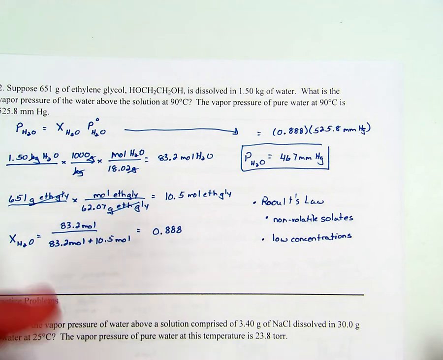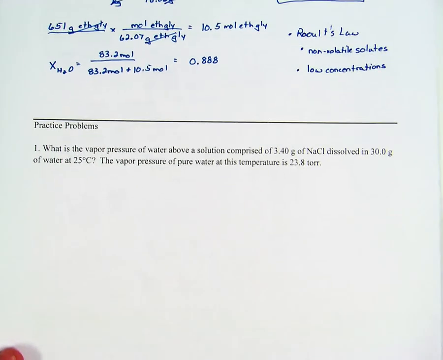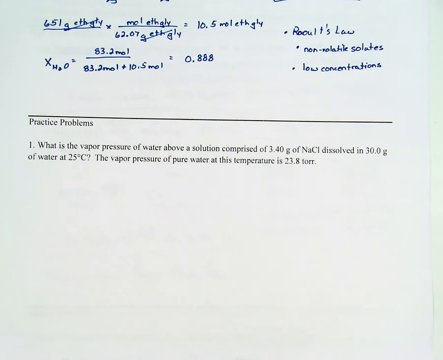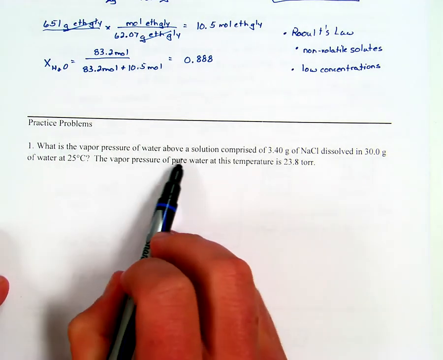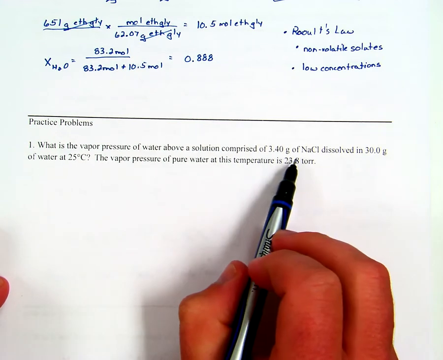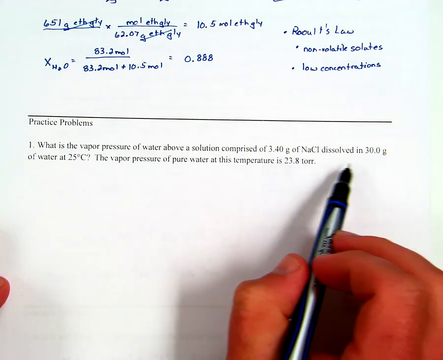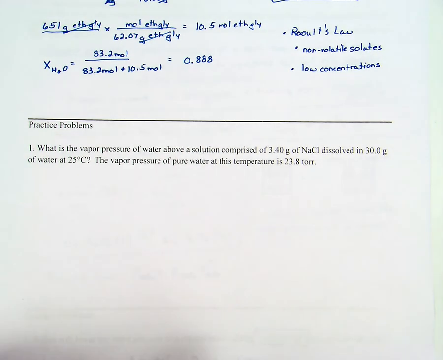All right, one more problem here, a practice problem. So if you want to stop the video now, try this yourself, and then take a look at the solution. That might be a good way to go. It says, what is the vapor pressure of water above a solution comprised of 3.4 grams of NaCl dissolved in 30 grams of water at 25 degrees Celsius? And again, it gives us the vapor pressure of the water. So very similar to the example problem we just did.